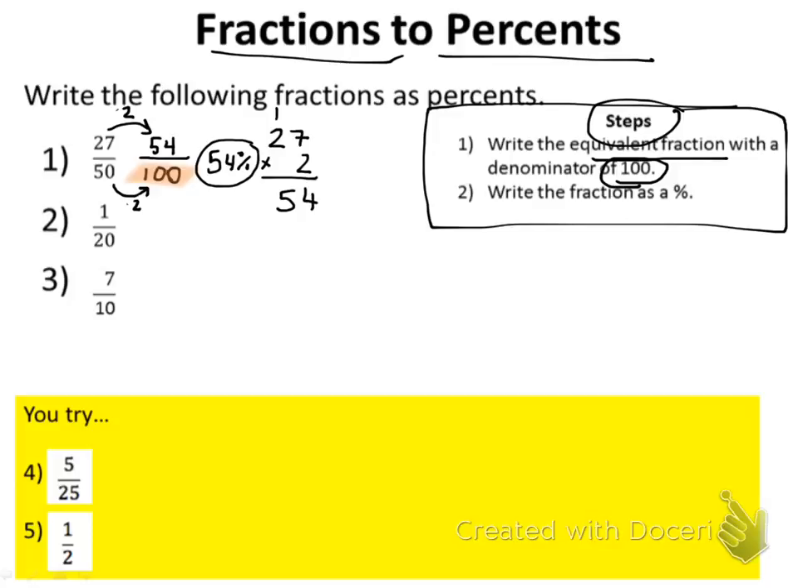Okay, the second one. I need to go from 1/20th to something as a fraction with a denominator of 100. How do I go from 20 to 100? Well, I know that 2 times 5 is 10, and we just have an extra 0 here and here. So that means that 20 times 5 will give us 100. So I'm going to multiply my numerator times 5. 1 times 5 is 5, and I have 5 out of 100. So that would be 5%.